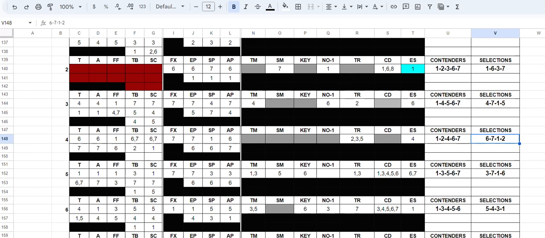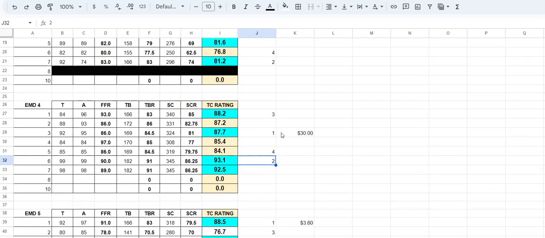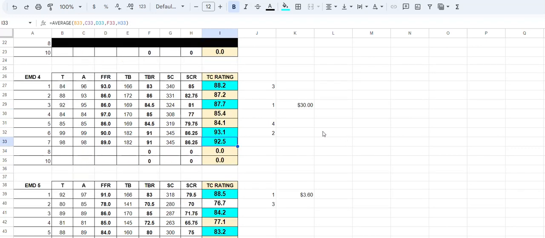Now, we didn't get to try, but it is what it is, right? No, we did get to try. That was race 4. We had 3 of the top 4 horses in the TC rating rankings. Okay, so that's good there.